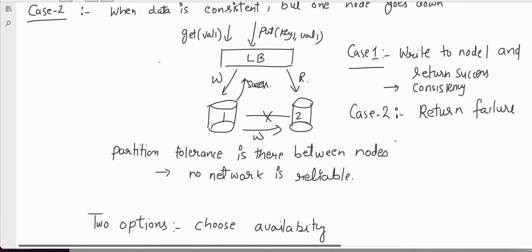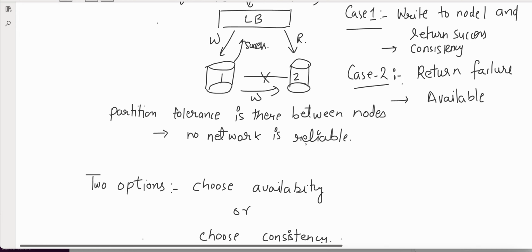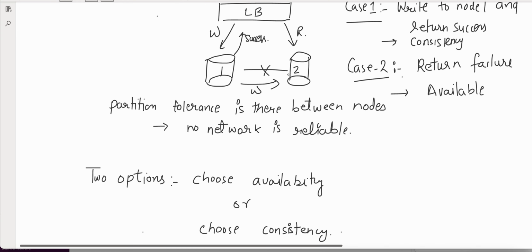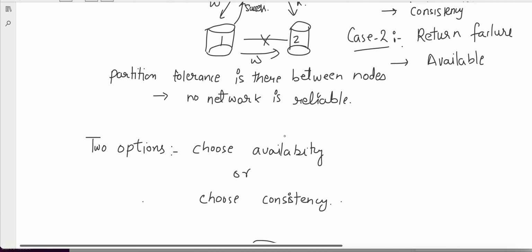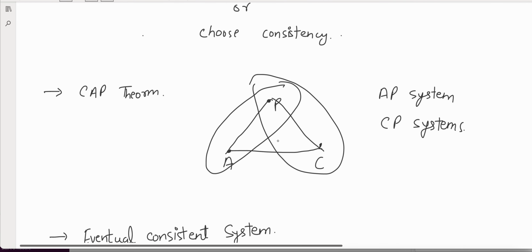In case 2, it's an availability problem, right? Because your whole system is not available. So that's what CAP theorem is. In a distributed environment, there will always be a partition tolerance. So there will always be situations when node 1 is not able to connect to node 2, or node 2 is not able to connect to node 1, or vice versa, right? So in those cases, either you choose availability or you choose consistency. So that's what CAP theorem says.